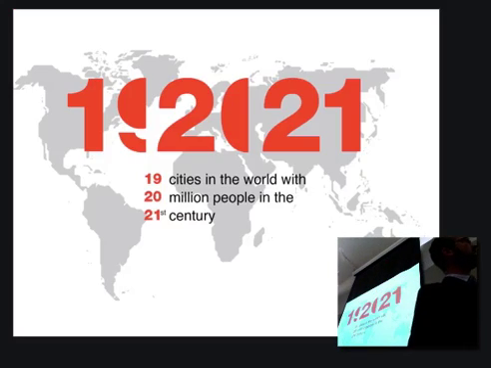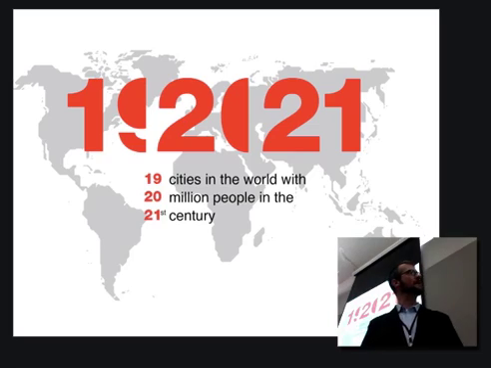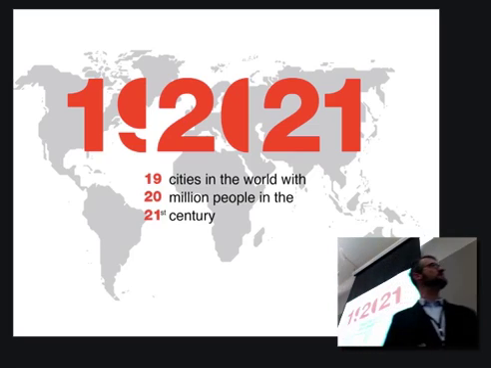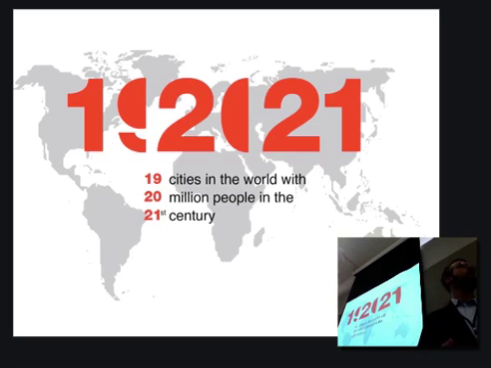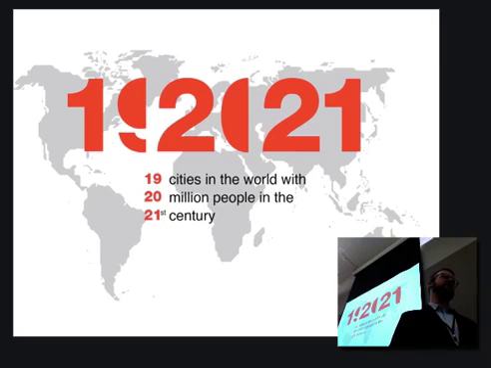A couple years ago, he started a project called 19 20-21. It has not been completed, but it's a project around the 19 cities in the world with 20 million people in the 21st century. In order to study these cities, and in order to get at solutions, here's another instance of this is understanding precedes action, or put the what before the how.